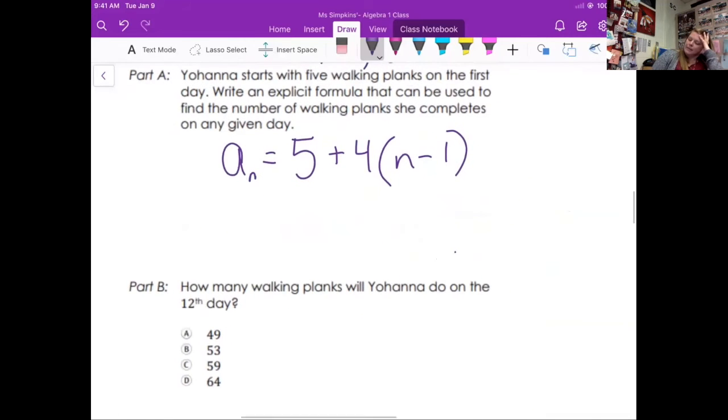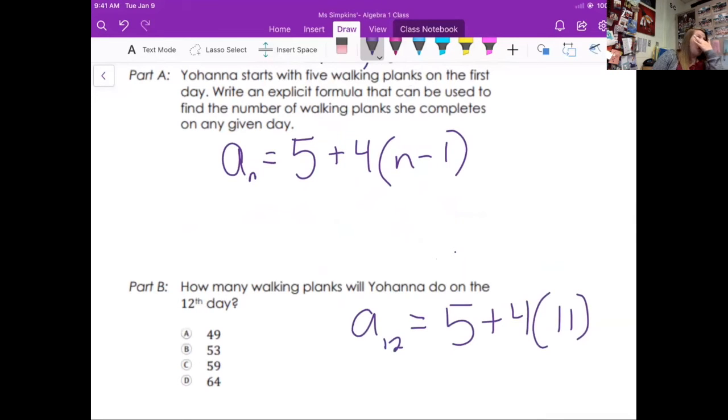So part B is asking how many is she going to do on the 12th day? So we're looking for A12. So 5 plus 4 times 11. Yes, Madison. 49. 49, because 4 times 11 would be 44. 44 plus 5 would give us 49 planks.